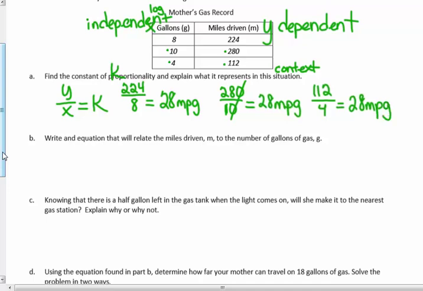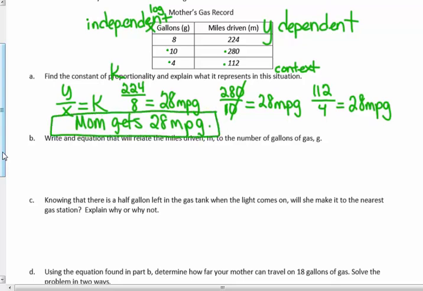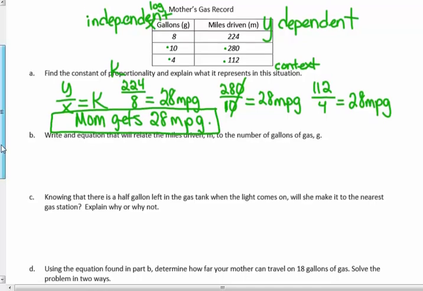Describe or explain what it means in the context. Mom gets 28 miles per gallon. And yes, I could use that well-known abbreviation for that answer. Use a sentence in the answer box.